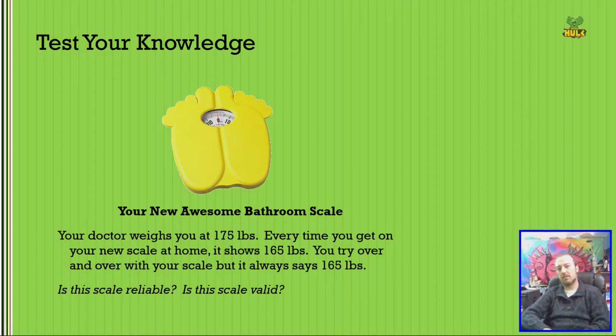Is it valid? That's a good question. If we assume that the doctor's scale is accurately measuring your weight, and your scale is giving you something 10 points lower than that, then we would argue that your scale is not accurately measuring your weight. It's measuring your weight along with some bias or some compensation. Sometimes the scale has that little wheel you have to correct for where the needle is relative to the zero. And so my point here is just for you to think about what it means for something to be reliable versus to be a valid measure.